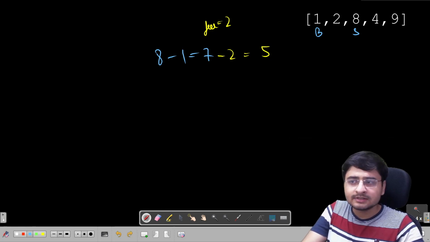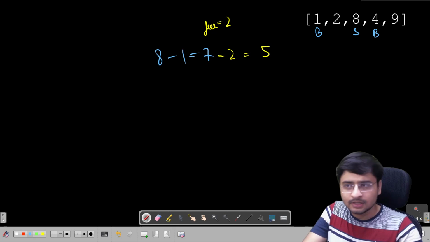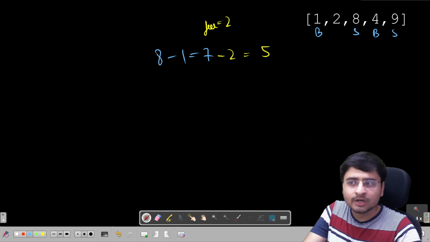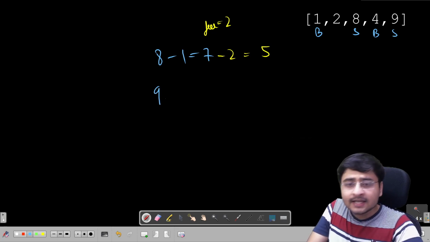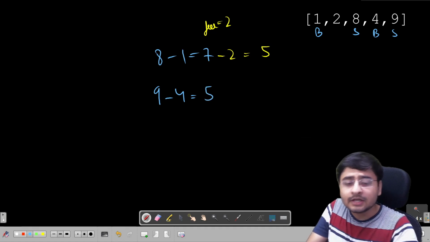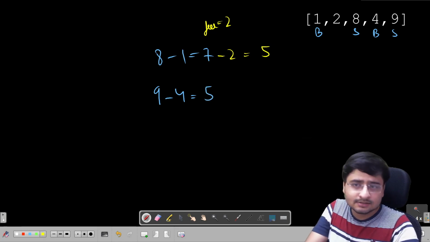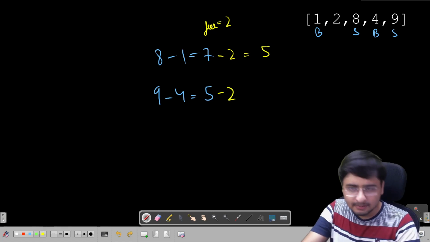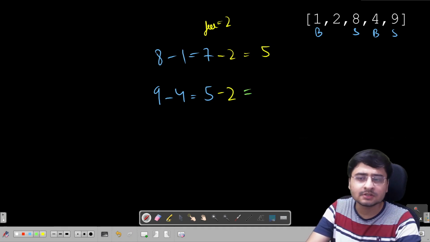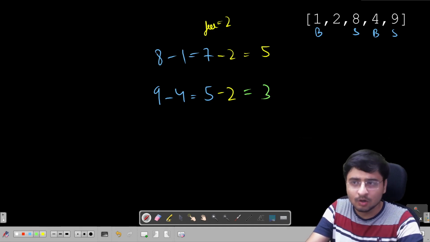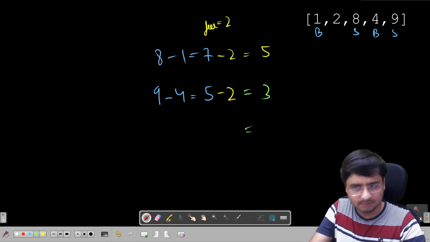Let's move forward. Let's say I buy when the price is 4, so I'm already at a loss of 4, and then I sell at 9. I sold at 9, I bought at 4. What is the overall profit I made? That is 5. But the net profit I'm making is after reducing the transaction fee, which is 5 minus 2, which is 3. What is the overall profit I gained with this transaction fee out of all these prices? That is 5 plus 3, which is 8.